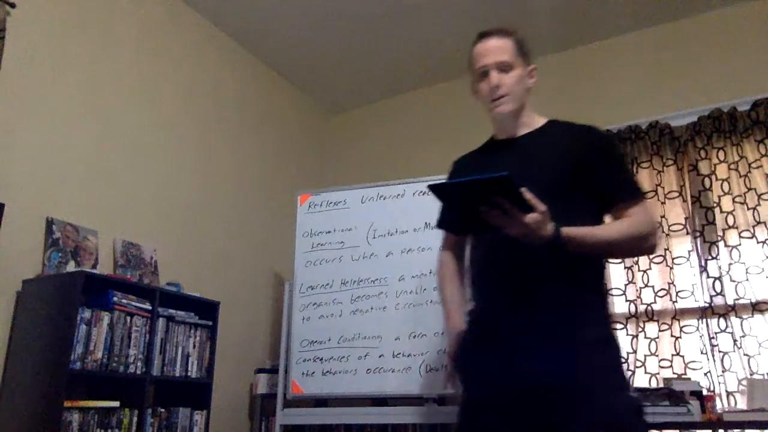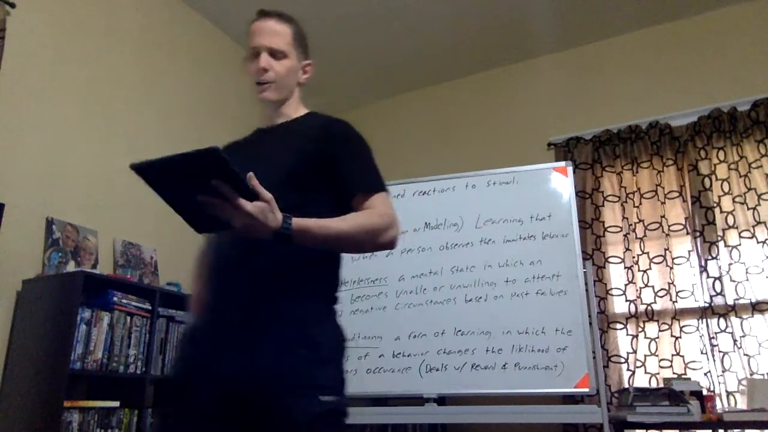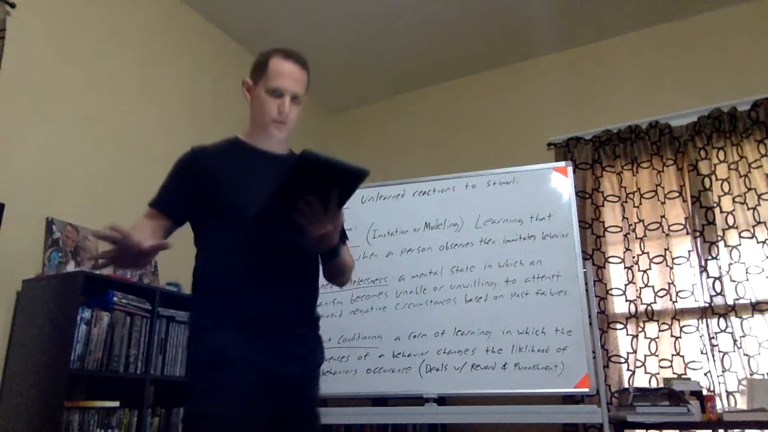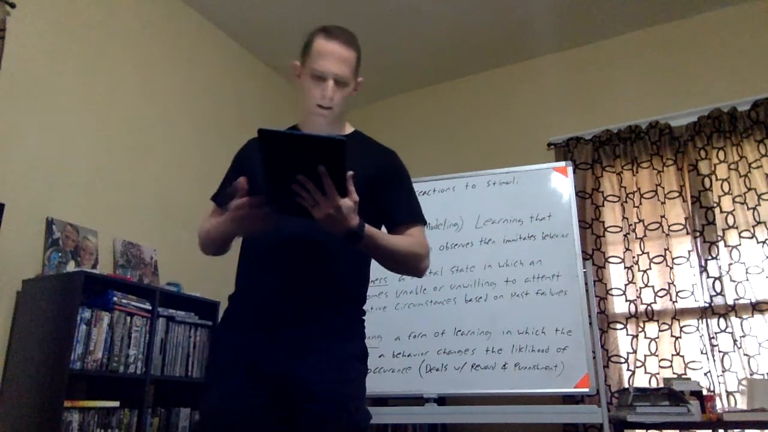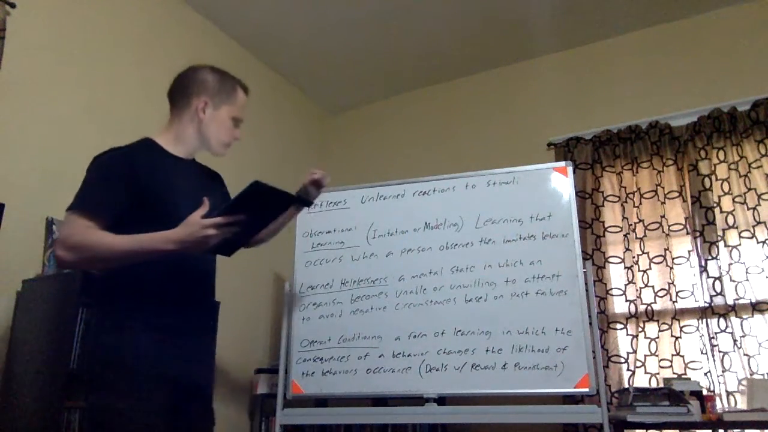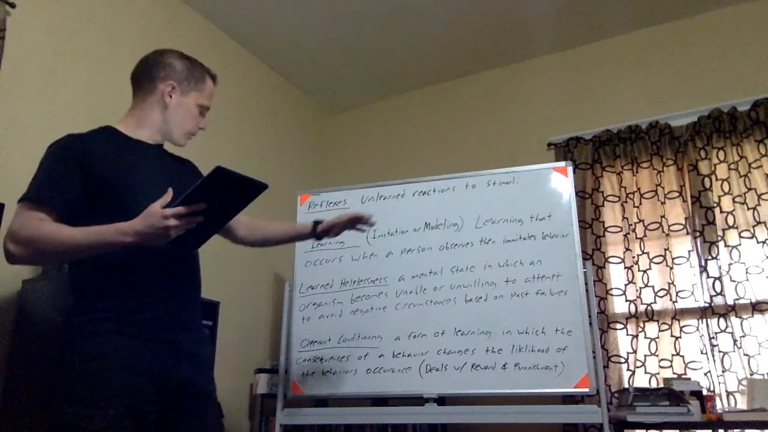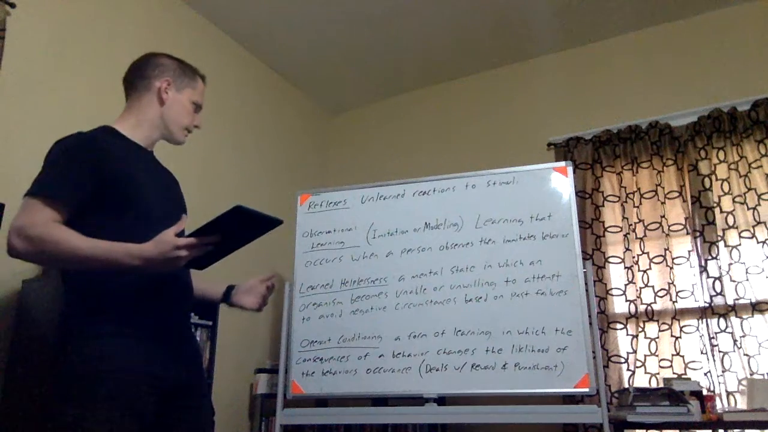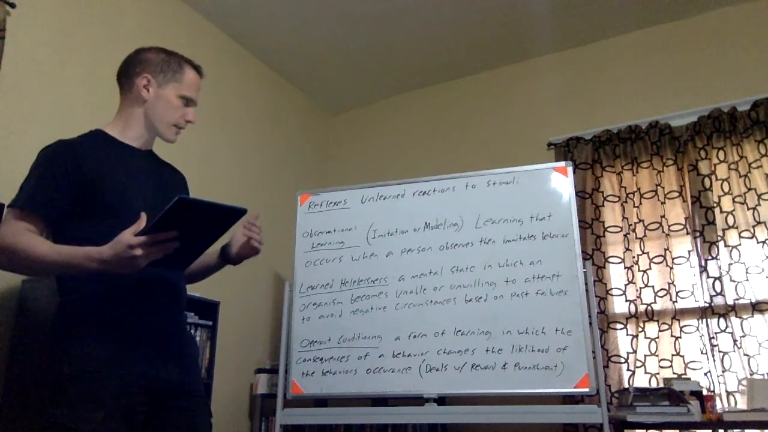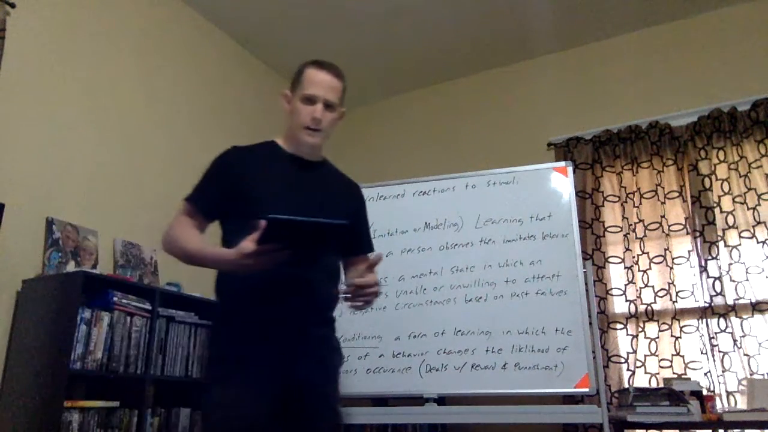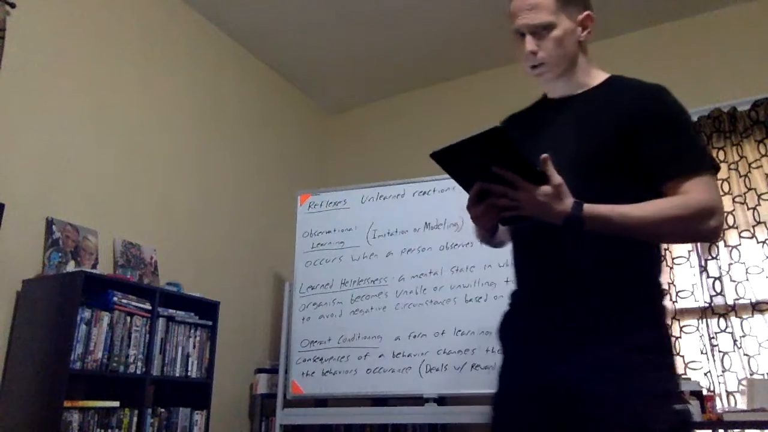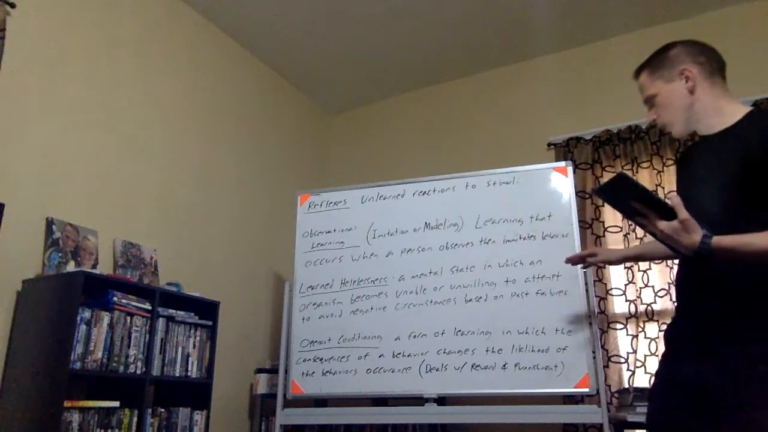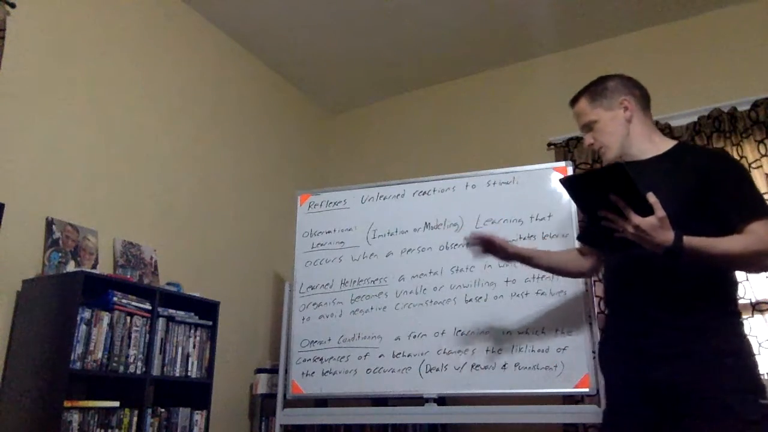Next up, we have something a little bit different. This is called learned helplessness. So this kind of shies away from the normal stuff we've talked about so far and goes down a different path. Learned helplessness: a mental state in which an organism becomes unable or unwilling to attempt to avoid negative circumstances based on past failures. So there's a little bit to unpack there.